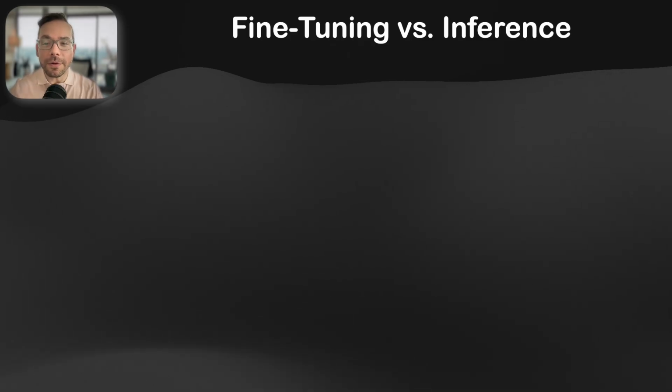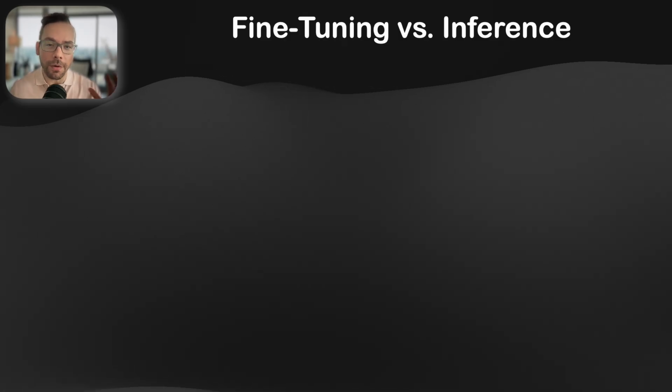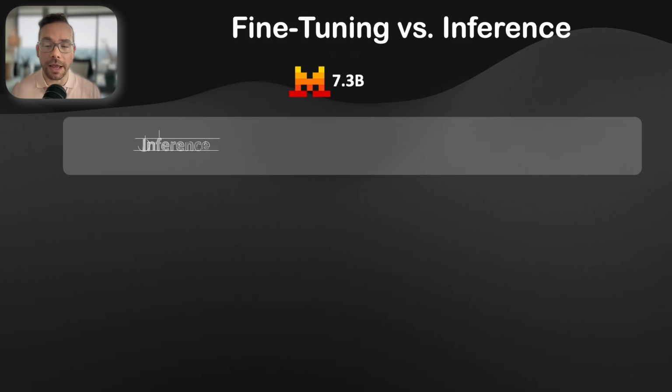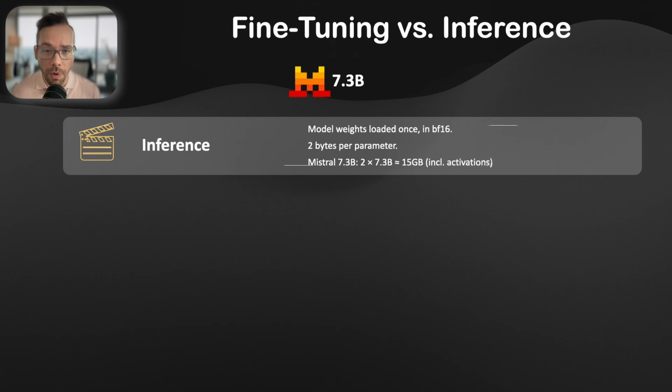Before we wrap up, let's also talk about why memory matters so much here, because this is really the whole story. We will use an example to make sense of the numbers, and that example would be the Mistral 7B model, or more specifically 7.3B. When you just want to run a model and do inference, it's cheap. The reason is that you load the weights only once, and you need about 2 bytes per parameter. So Mistral 7.3B is roughly 15 gigabytes of memory.